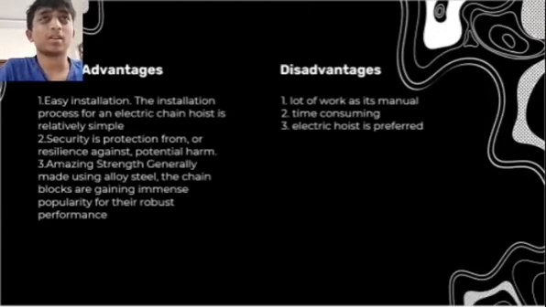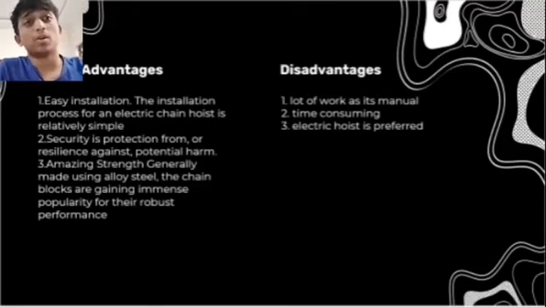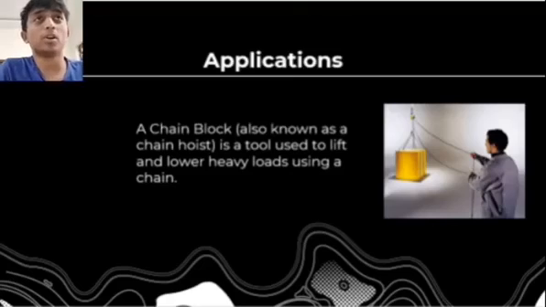It has security and protection, with resilience for very high loads. For a manual tool, it's very good. It has amazing strength, as it can be used for very heavy loads. What is the disadvantage? It's very manual, and it's time consuming because it's manual, and it has a replacement which is the electric hoist, which is basically the same thing but electrical in nature. What are the applications of the chain block? A chain block is usually used for lifting tools, and is used in the civil industry for construction. This is mainly the use of the chain block.